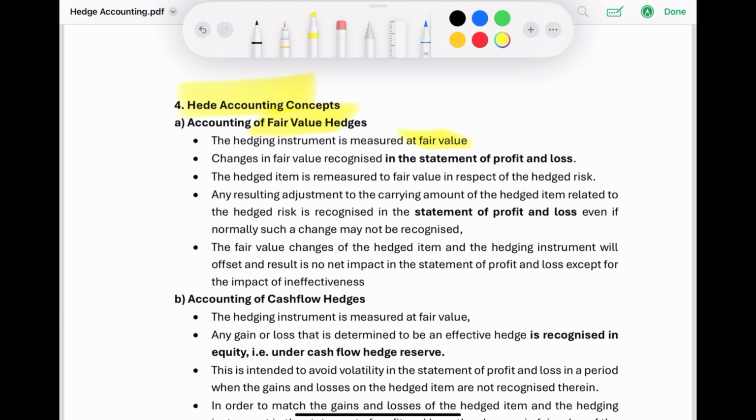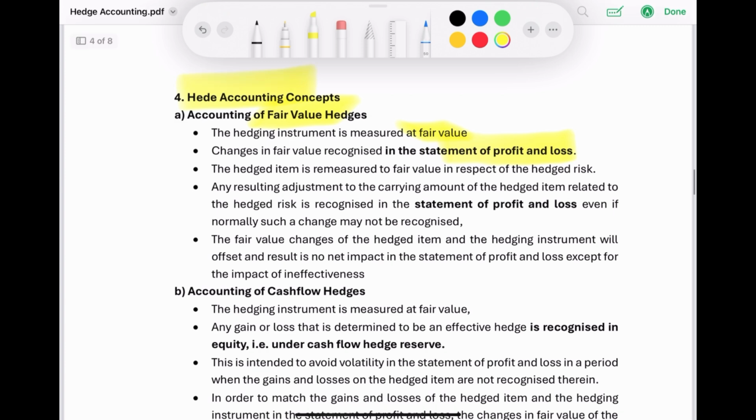That's step 1. And changes in the fair value are recognized in the statement of profit and loss. So between accounting periods, if there are changes to the fair value, the delta needs to be recognized in the statement of profit and loss. Similarly, the hedged item. We have seen the hedging instrument needs to be accounted at fair value. Any changes should be flown through the statement of P&L.